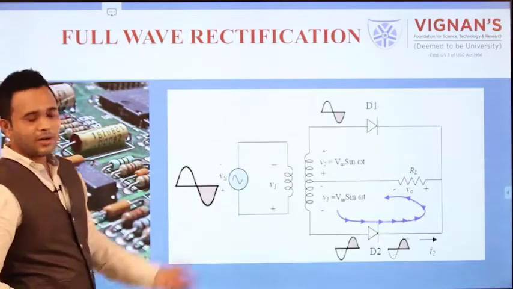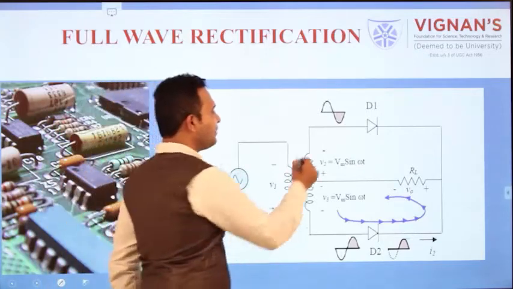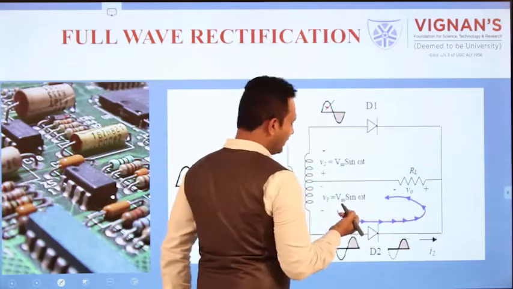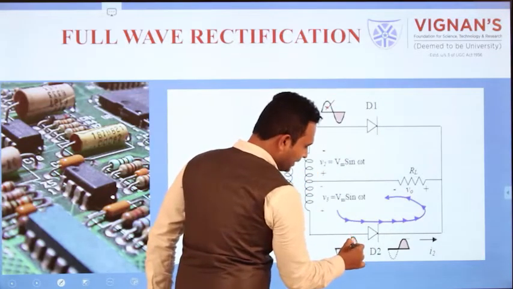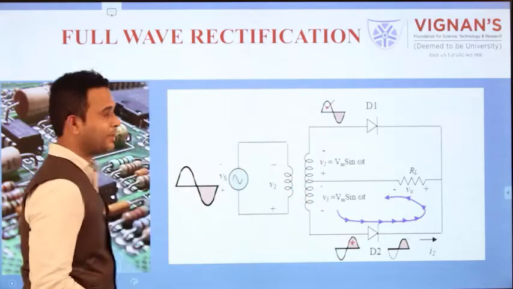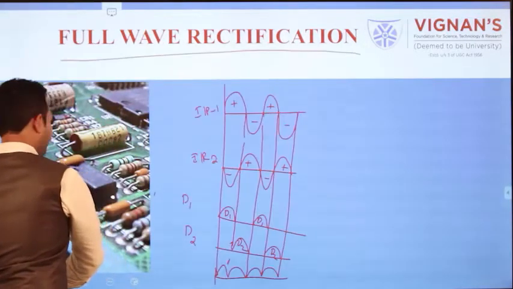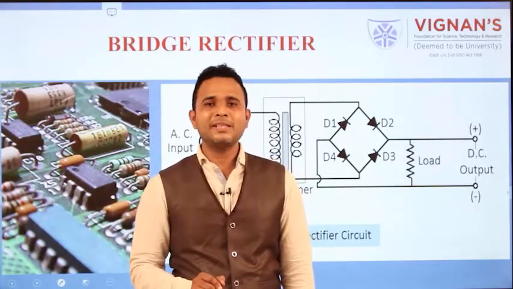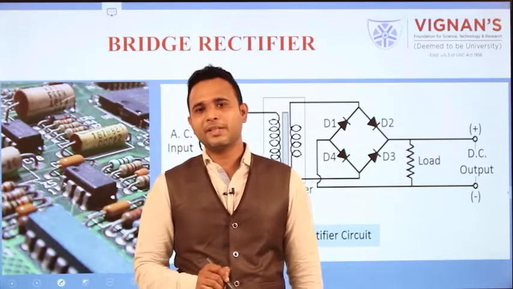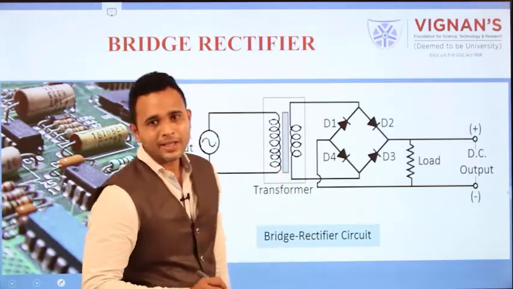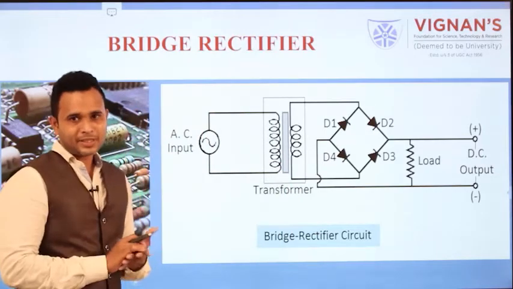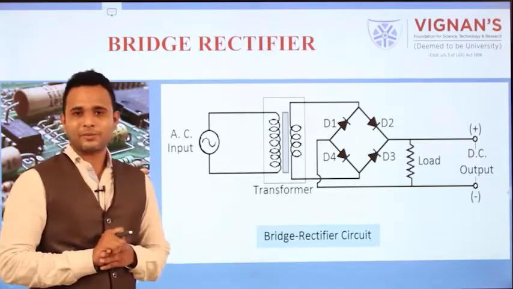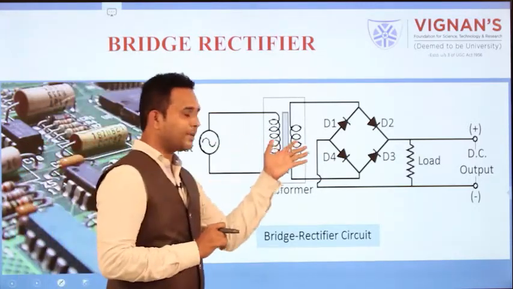I already told you, at the time of the first positive peak diode D1 is on. At the time of the second positive peak diode D2 is on. This is the basic operation of the full wave rectifier. But the basic disadvantage of the full wave rectifier is that we have to use a center tapped transformer, and its cost is very high. That's why we replace the center tap transformer with a normal transformer, but here we use 4 diodes.